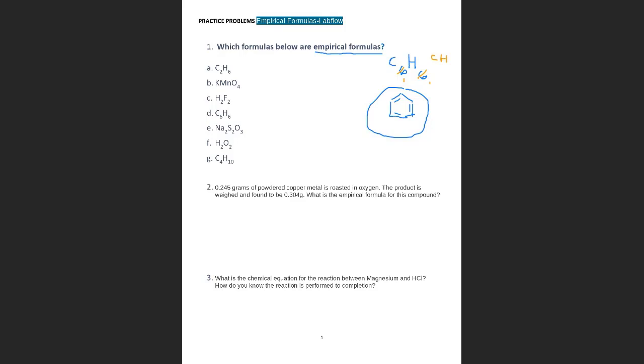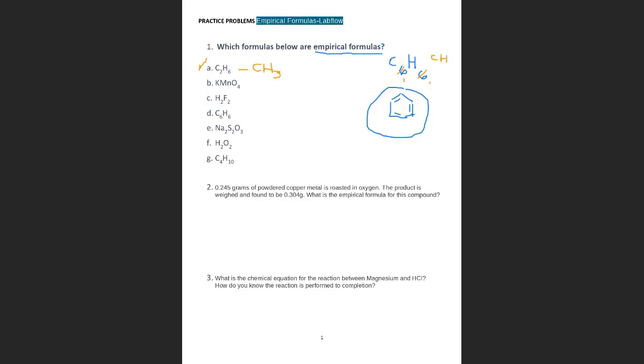hydrogen. So now let's look at A, carbon 2, hydrogen 6. Is this an empirical formula? Can I divide both? Yes, exactly. We can divide everything. Very good, John. We can divide everything by 2. If I divide 2 by 2, I get carbon 1. Exactly. We don't write the 1, so it will look like carbon hydrogen 3. Very good. Let's look at B.